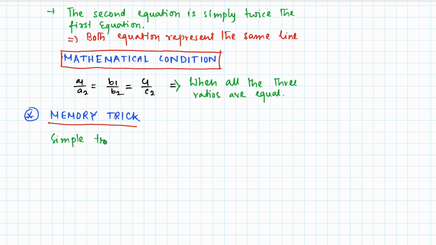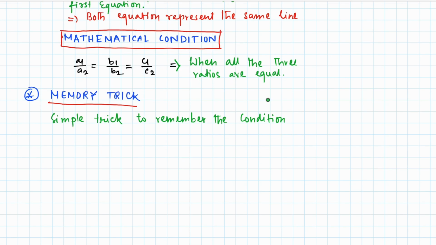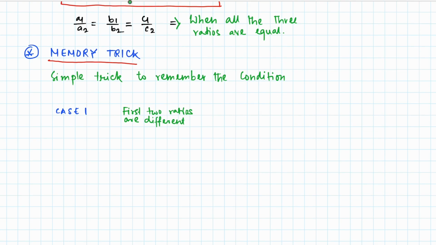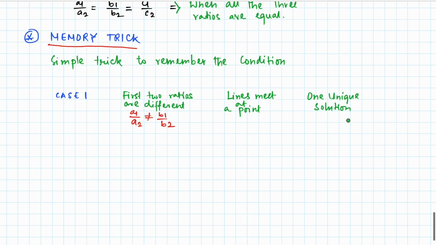Now memory trick. A simple trick to remember the conditions of the pair of linear equations. Case 1, the first two ratios are different, that is, a1 by a2 is not equal to b1 by b2. So how can you represent it in the graph? The lines meet at a point. And what kind of solution will we get? One solution, that is a unique solution.